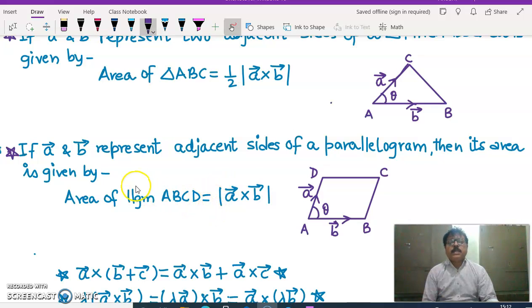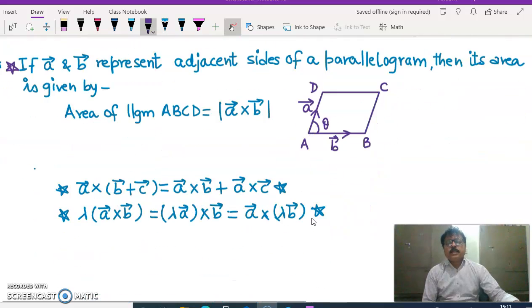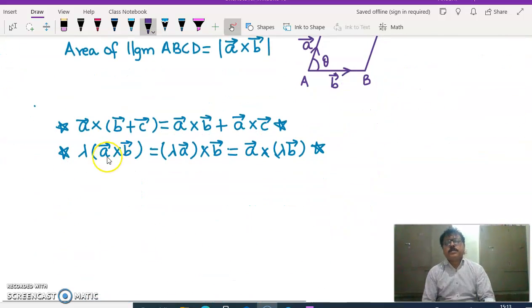where A and B represent adjacent sides of a parallelogram, then the area of the parallelogram ABCD is given by the magnitude of A cross B. ABCD parallelogram में AB side, B वेक्टर है, AD साइड, A वेक्टर है, एडजेसेंट साइड्स हैं, को इनिशियल वेक्टर्स हैं, थीटा इनके बीच का एंगल है. ठीक है. There are certain results also which we must be knowing.